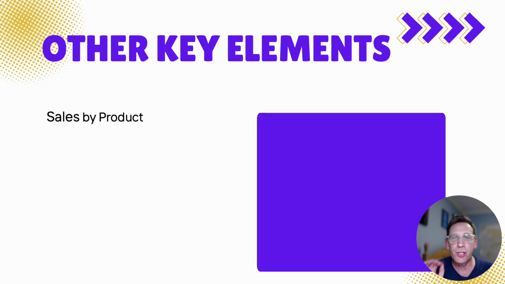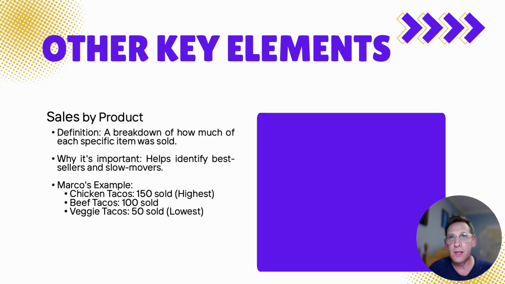You can look at your sales by product. This is your breakdown of how much of each specific item was sold. It's important because it helps you identify your best sellers and your slow movers. So in Marco's example, the most he sold was his chicken tacos. That's his highest. His lowest seller was his veggie tacos. So his chicken tacos seem to be his most popular, and his veggie tacos, maybe not so much.